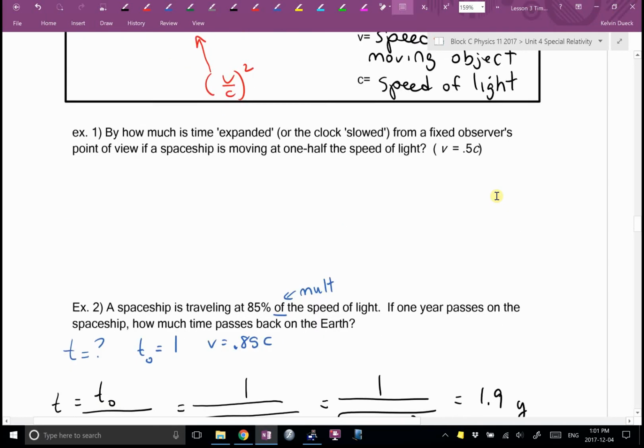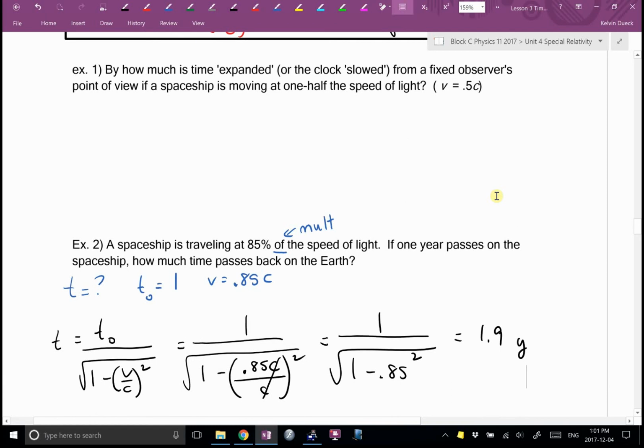Let's go back to example 1. By how much is time expanded, or is the clock slowed, if a spaceship is moving at 1/2 the speed of light? So again, here it wants us to find the time back on the Earth. If they don't give you a time on board the spaceship, assume it's 1 year. It's a nice easy number to use.